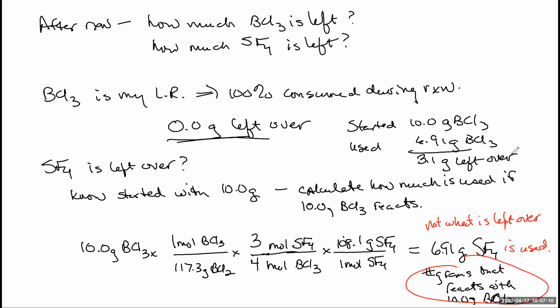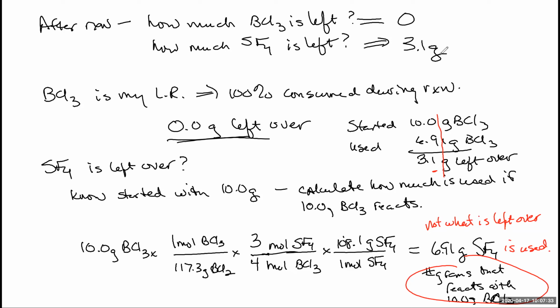And I'm stuck with only 2 sig figs, because remember, when you subtract, you have to look at the number of decimal places. So I can only go to the tenths. So my answer, how much barium chloride is left? 0. How much sulfur tetrafluoride is left over? 3.1 grams.